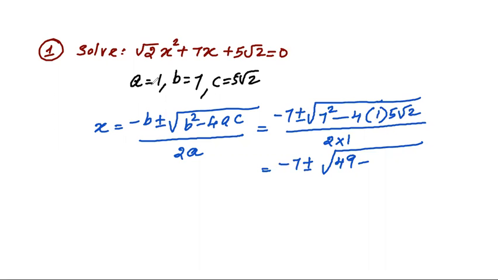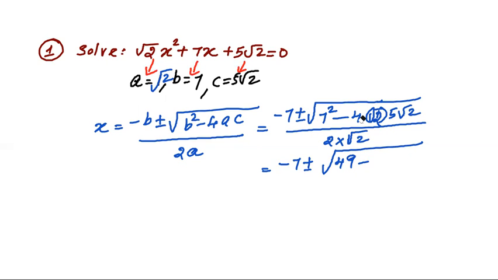Wait. There's a small mistake. A is equal to root 2. My mistake. It is root 2 here. Okay. This is also root 2. A is not 1. I wrote the wrong one. So it is A equal to root 2 here, because A is the coefficient of x squared. B equal to 7, and C is equal to 5 root 2.